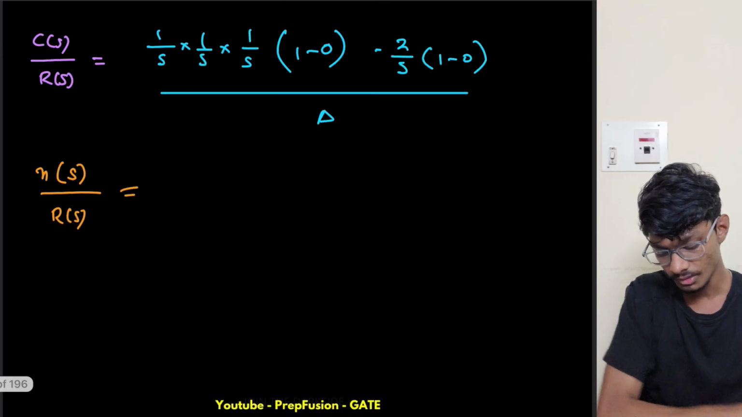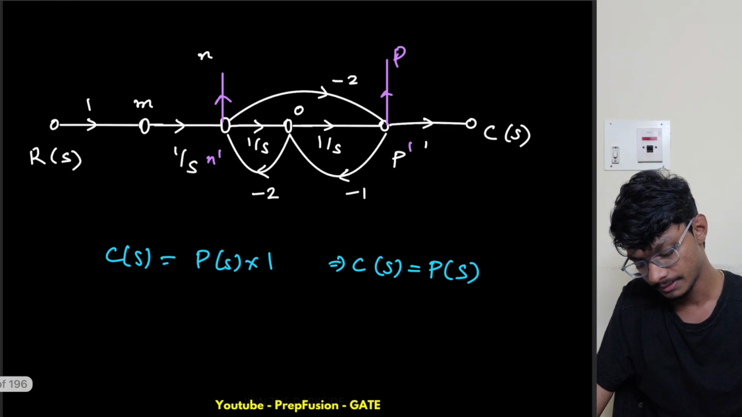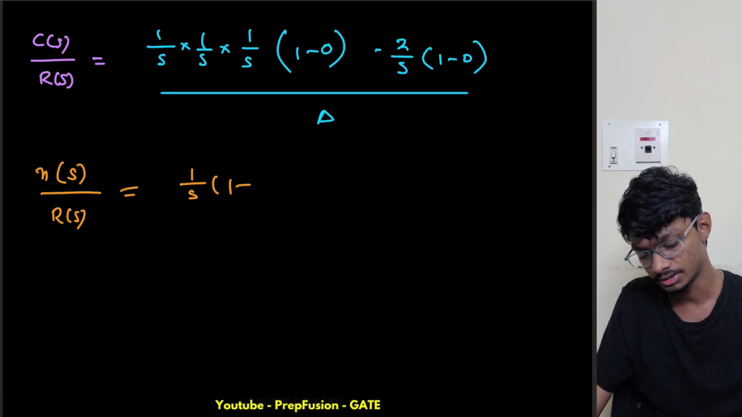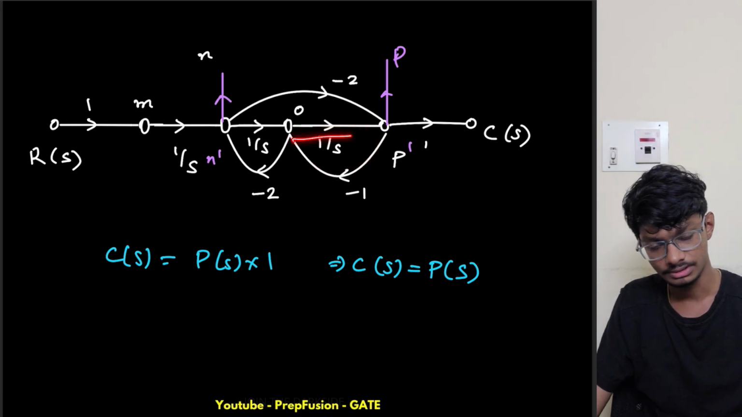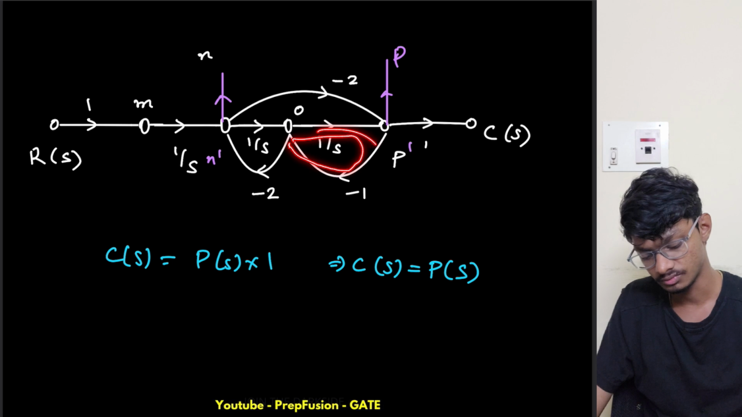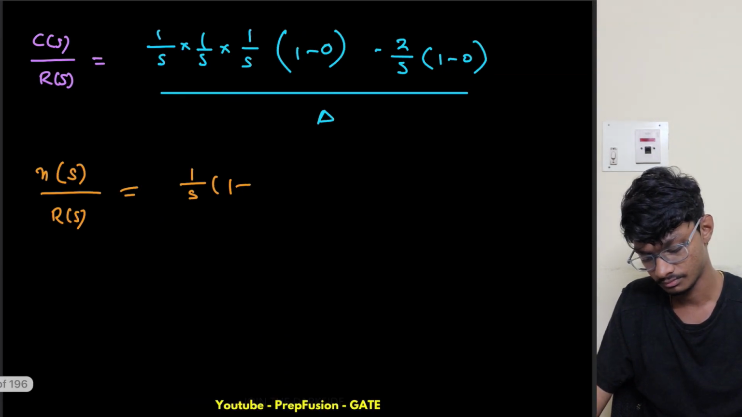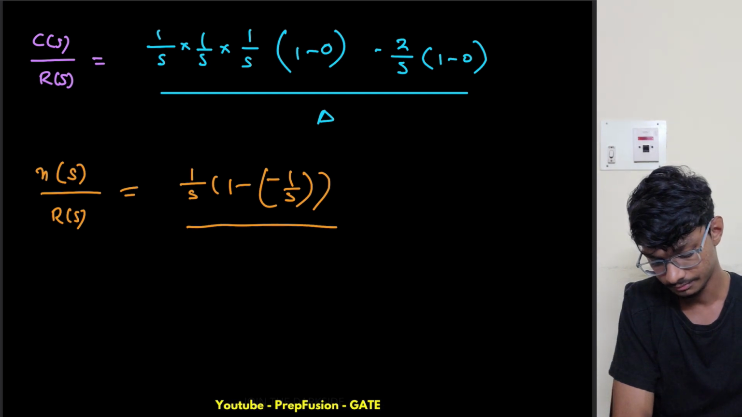So what is the forward path gain? It is 1 by s, right? Now what is the isolated loop gain? It is this one. This is 1 by s times minus 1, so minus 1 by s. So this will be simply minus 1 by s, right? So this is by delta.